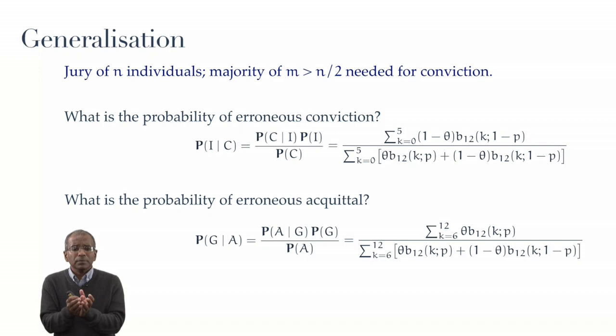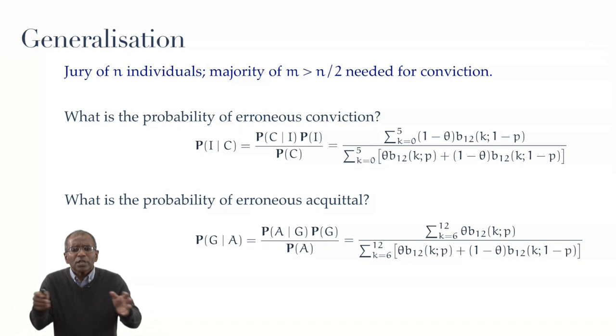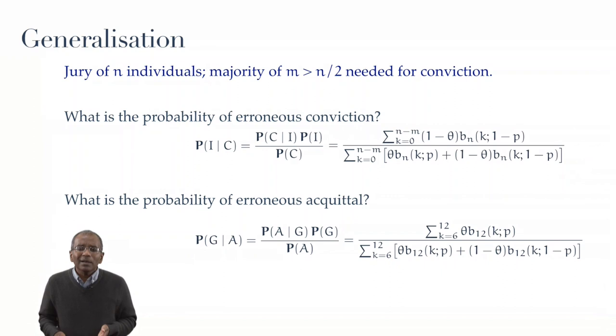All we need to do is go in and strike out sundry references to 12 by n and sundry references to 5, or 12 minus 7, by n minus m. And that's all there is to it. Bob's your uncle. And so our first expression becomes an apparently more complicated expression involving n and m. Our second expression, again replacing 12 by n and 5 by n minus m, becomes this. And there you have it. We now have a formal model.